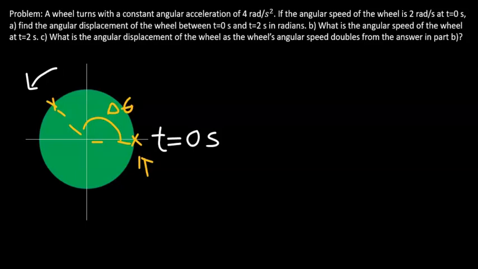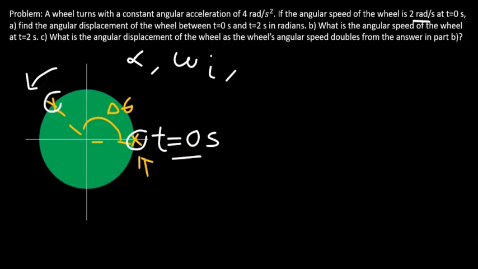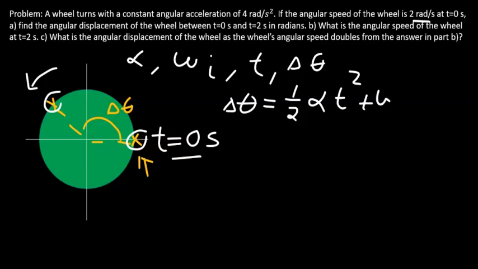So what we know here, we know acceleration. We know that at t equals 0 seconds, the angular speed is 2 radian per second. So that is like the initial angular speed. We also know the time interval, for the point to travel between that point and that point, that is 2 seconds. And what we are interested in is the angular displacement. So one of the equations of rotational kinematics that enables us to determine that is the following equation: delta theta equals half alpha t squared plus omega i t.